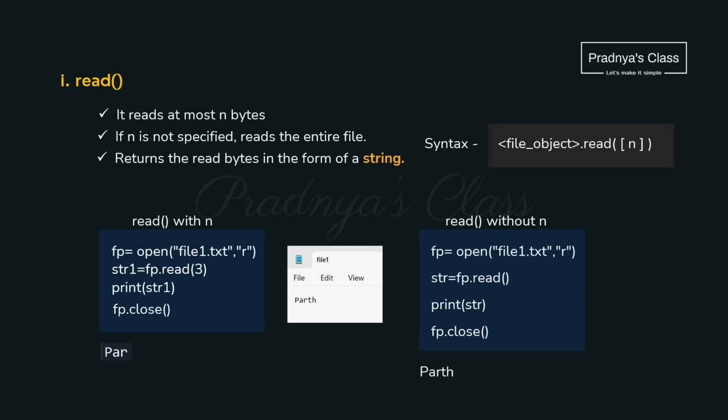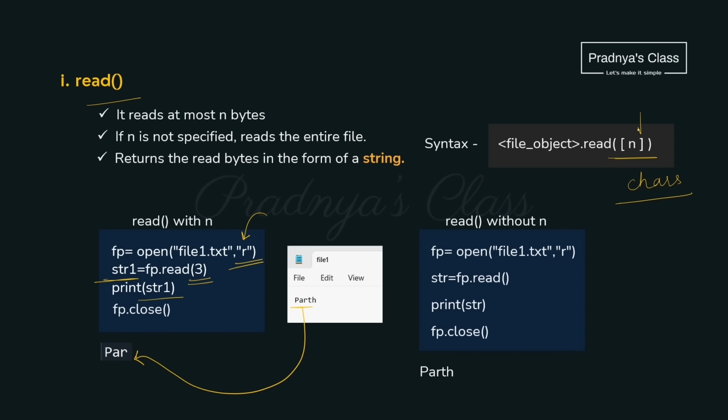Alright, let's go through all these functions. The first is read. Look at the syntax. Here is one optional parameter n. It is the number of bytes. Number of bytes is nothing but the number of characters. If you want to read a specified number of characters, you can provide it there. Look at the example. We have written 3, which means only 3 characters will get read. For reading, we will be opening the file in the R mode. The read function will extract the data from the file. That's why we will be storing it in a variable and then printing it.